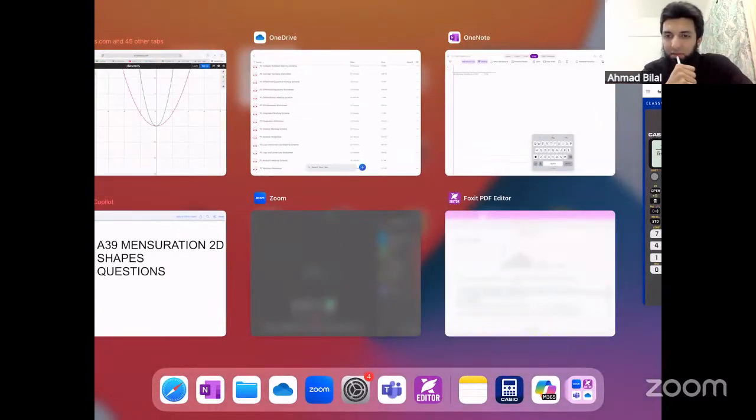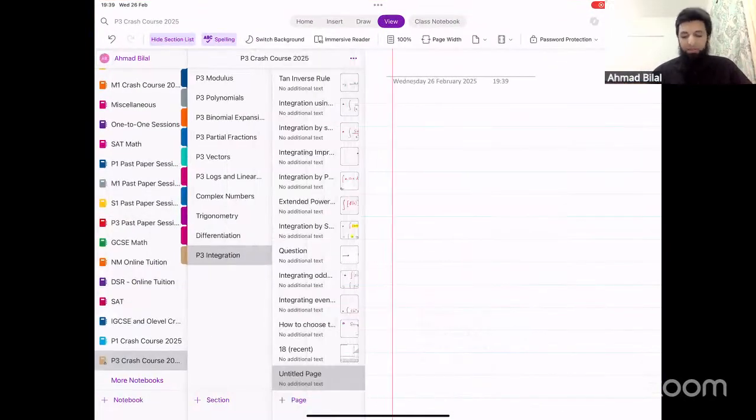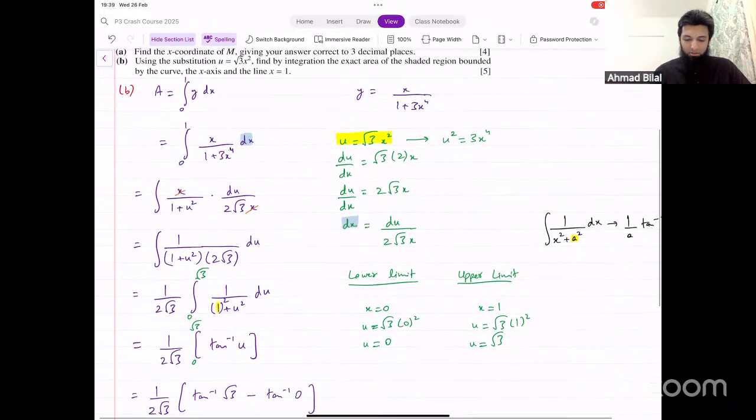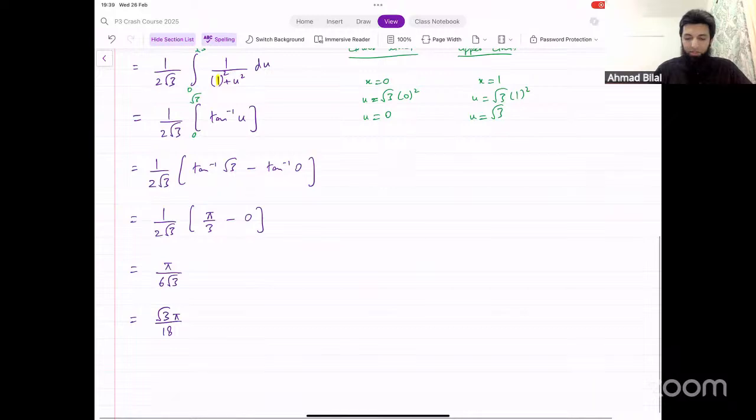Okay, sorry, I missed this. We cannot split the fraction. There's pluses in the denominator. Yes, of course, we can't split this. Okay, so please remember this.